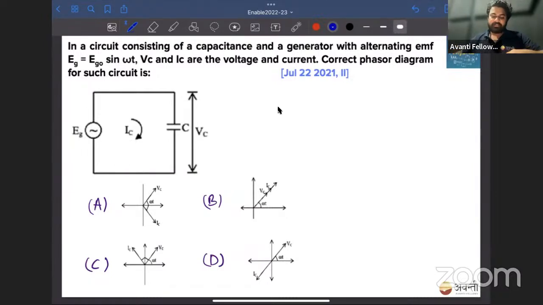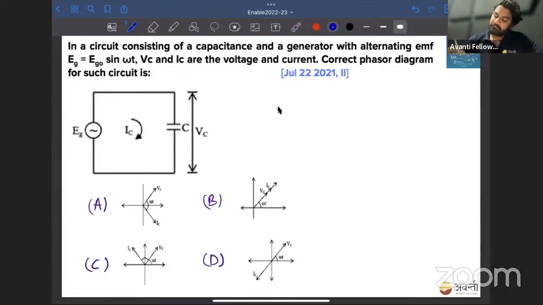Okay. So in a circuit consisting of a capacitance and a generator, means capacitor in AC circuit, with alternating EMF E naught, it was E naught actually, generator ka naught, sin omega t, VC and IC are the voltages and the current. Correct phasor diagram for the circuit is.